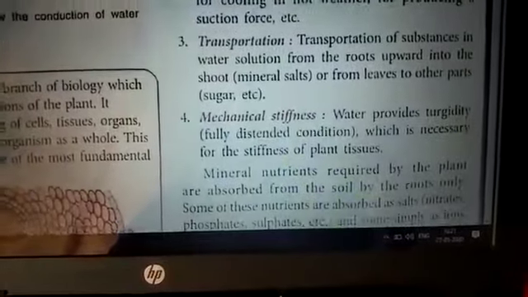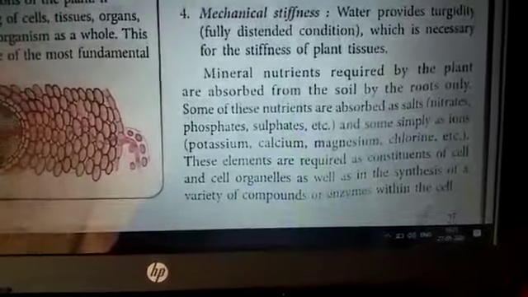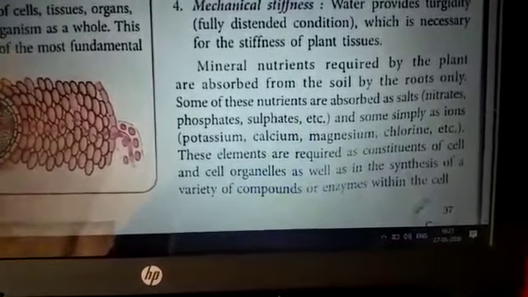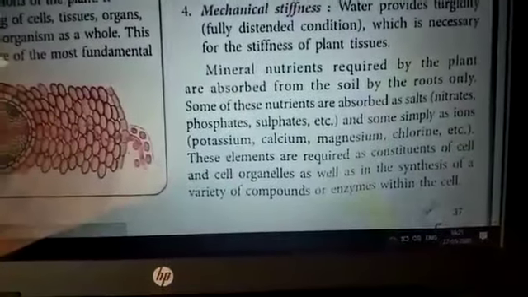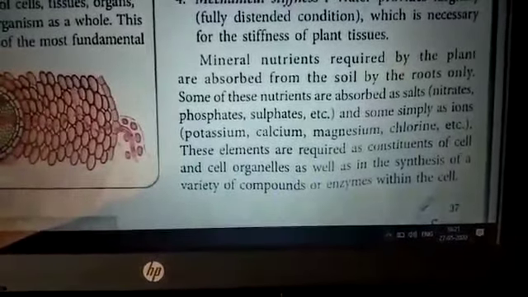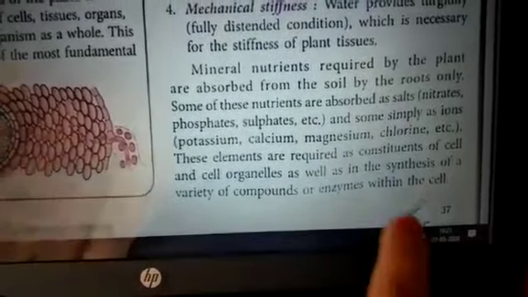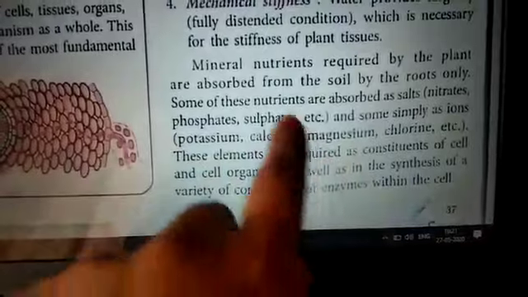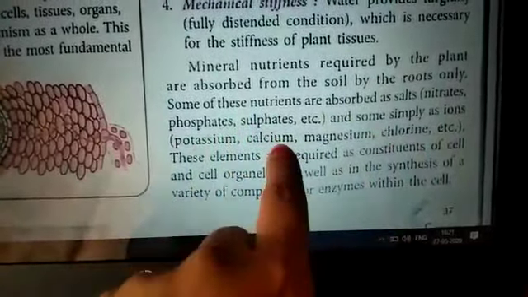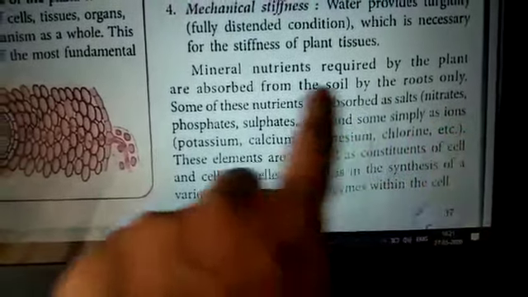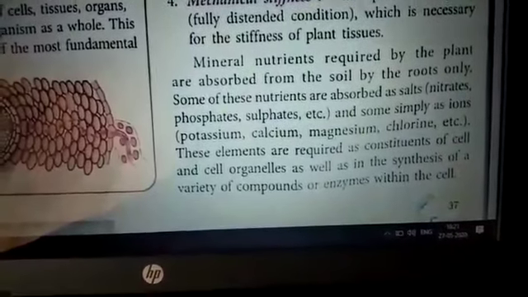Mineral nutrients required by the plant are absorbed from the soil by the roots only. Some of these nutrients are absorbed like nitrates, phosphates and sulfates. We mainly say plants need NPK. The fertilizers which are obtained also have their main concentration of NPK, that is nitrate, phosphate and potassium. Over here they have also included sulfates. You can see the next ones: potassium, calcium, magnesium, chlorine ions also. Based on both positive and negative ion concentrations they have written.